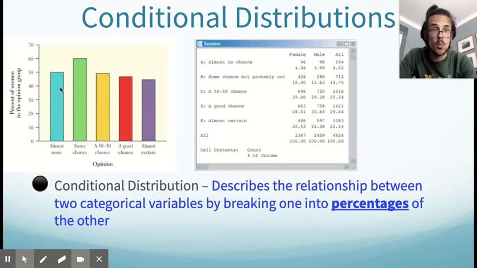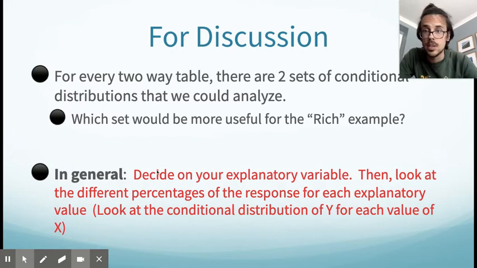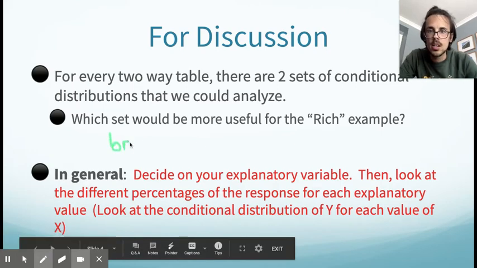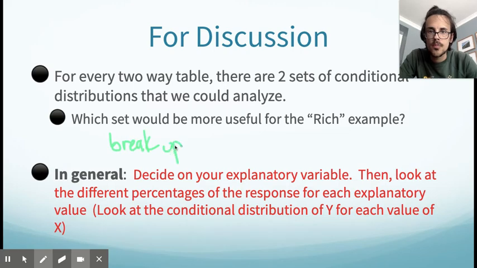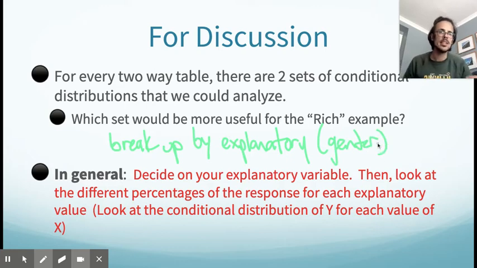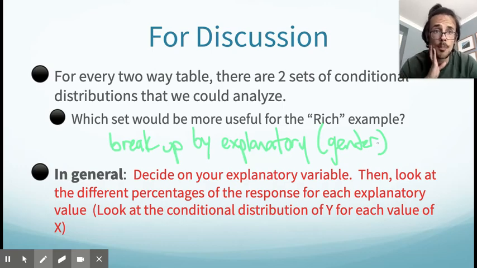Which is better when you do one of these problems? It's the way I explained it first. It makes more sense to break up by the explanatory variable, which was gender. It's just a better, cleaner analysis when you do it that way. So the general strategy is written in red right there for when you do one of these problems. So go ahead and write that down.